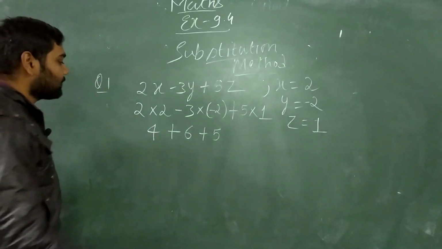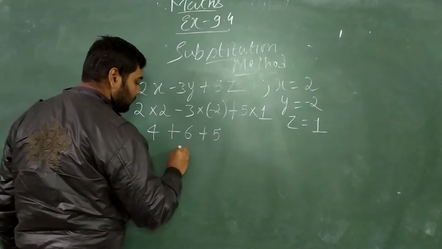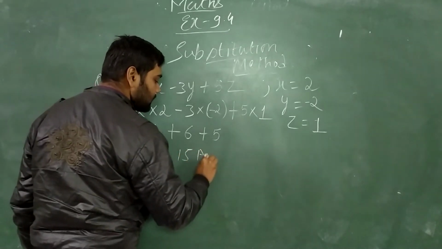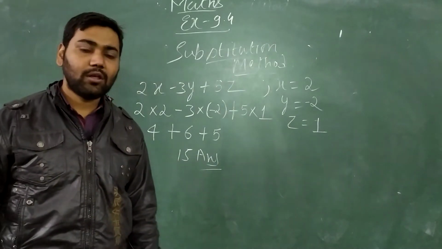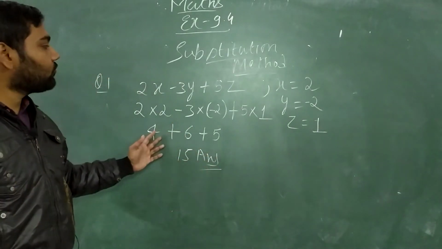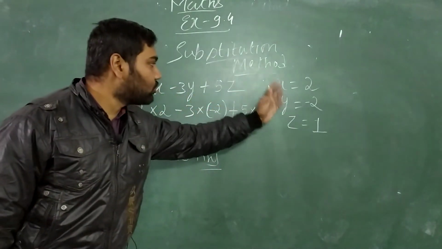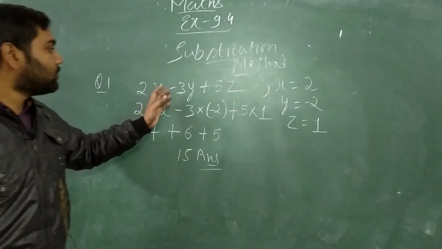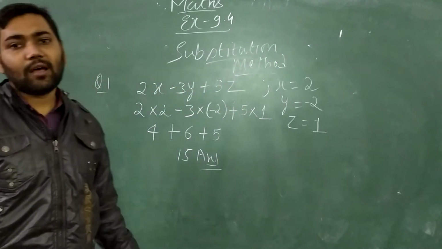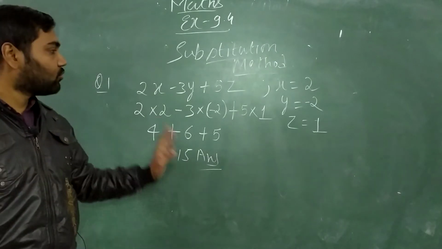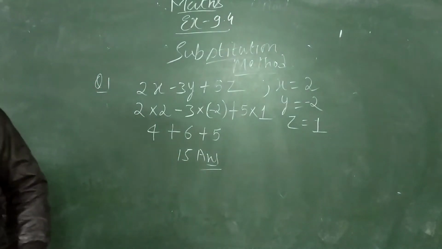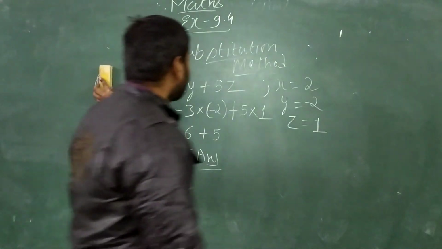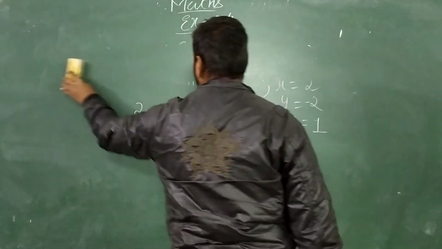So this is the sign. 6 plus 4, 10 plus 5, 15 is the answer. This is the substitution method, okay. It is very easy. What we have to do? We have to just substitute the value of x, y, z in the question where it is asked, okay. This is known as substitution method, okay. So the exercise 9.4 is based on this only, okay.